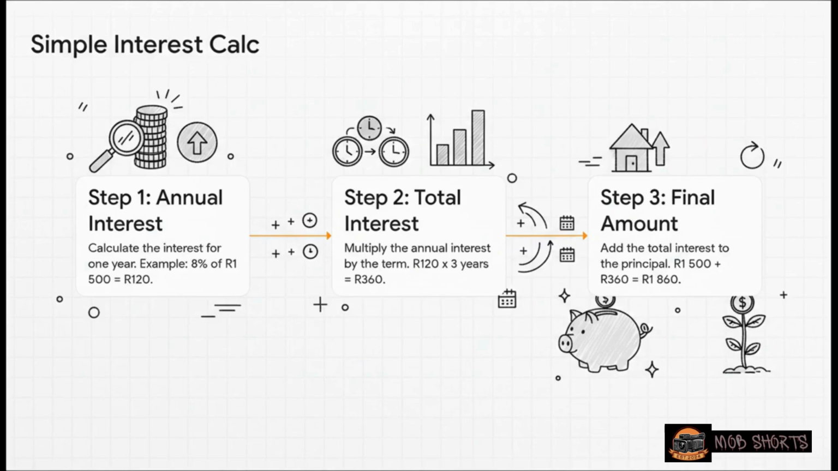So how do you actually calculate it? It's a super simple three-step deal. Let's imagine you invest R1 500 at 8% simple interest. First, you just find the interest for 1 year. Boom, that's R120. Then you multiply that by the term, let's say 3 years, which gives you a total of R360 in interest. And finally, just add that back to your original R1 500, and there's your final amount, R1 860. See? Easy as that.